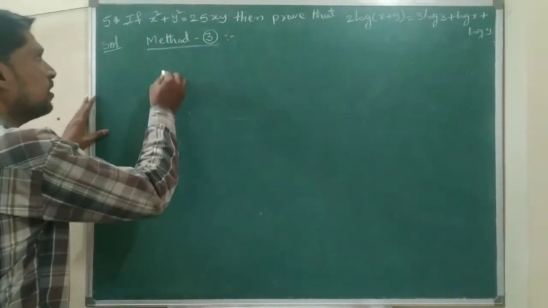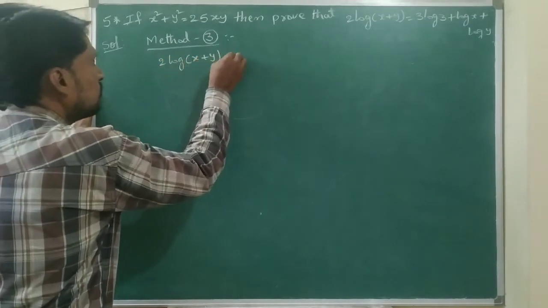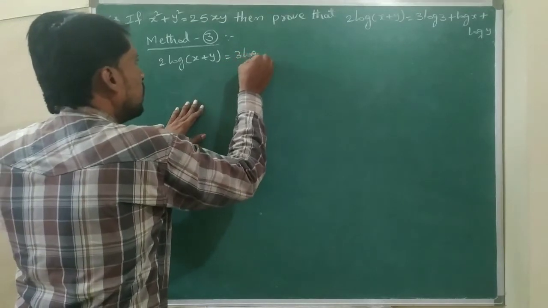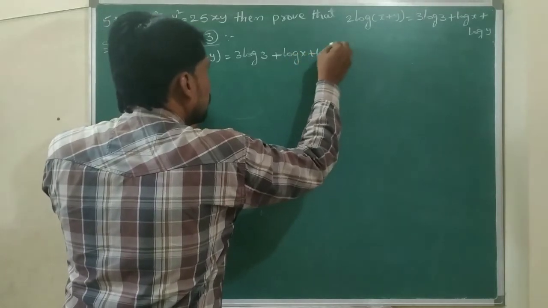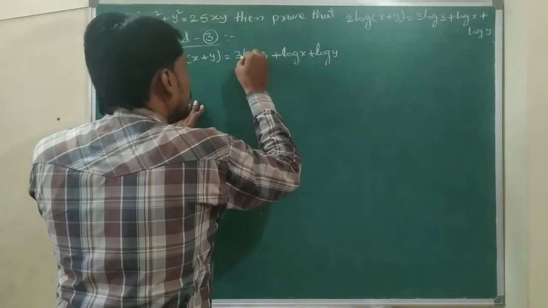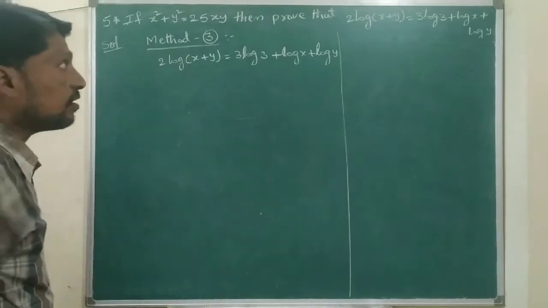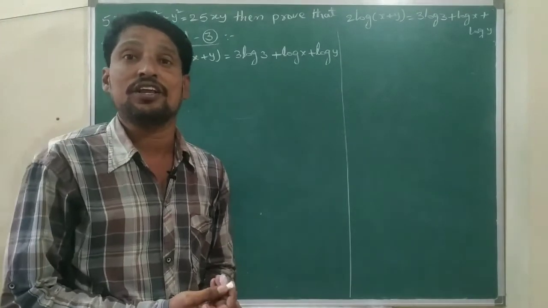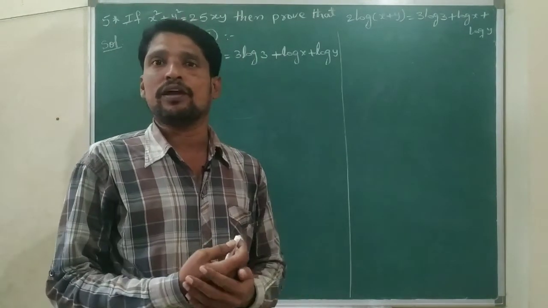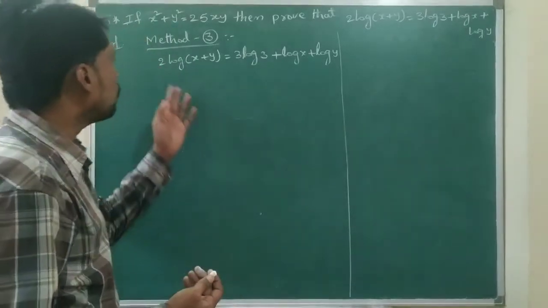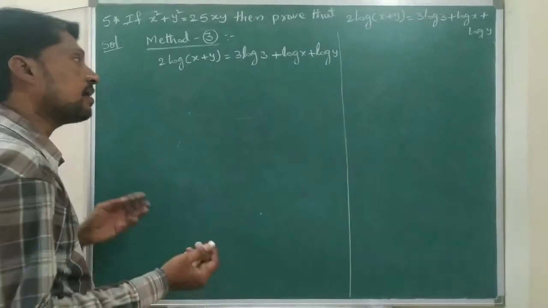So in method number 3 you can see here, 2 log of x plus y equals 3 log 3 plus log x plus log y. Now here, which rule can we apply? If you know how to apply the rules, it is easy for you. It is of the form m log x to the base a, which means log x power m.